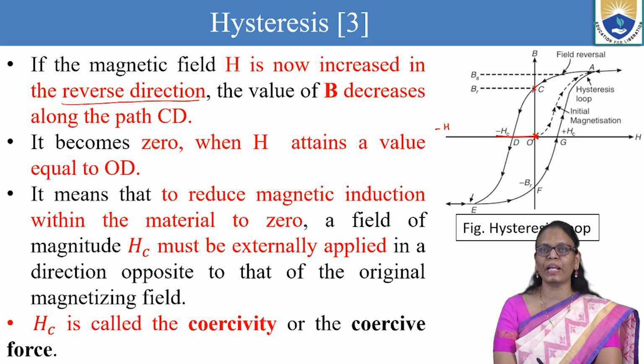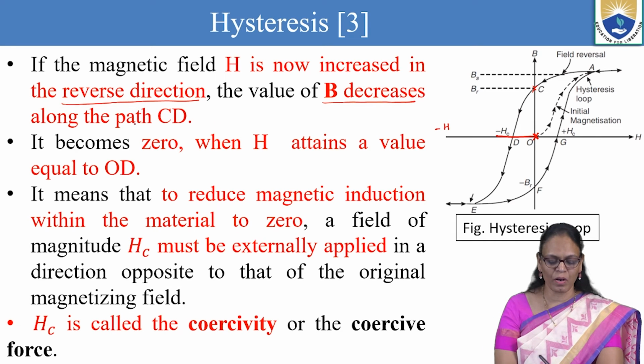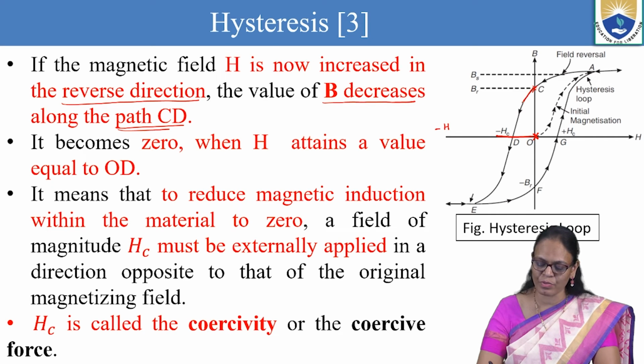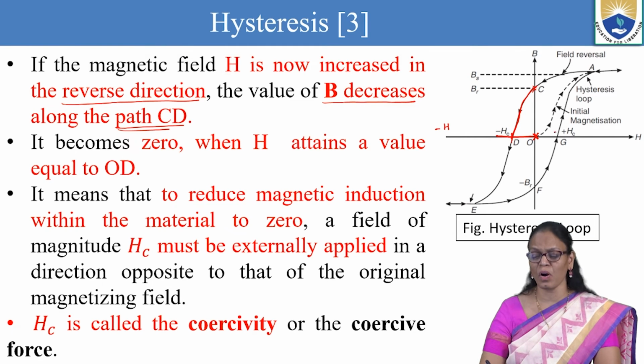So, applying the field in the reverse direction, what happens? The value of B decreases along the path CD. What is the path it takes? From C to D. Definitely when we are increasing it in the negative direction, this goes on decreasing, and at a particular value of the applied magnetic field, that is negative, we will have B equal to 0. So at this position, B becomes 0.